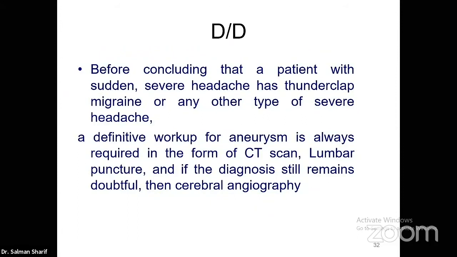But usually the sudden severe headache associated with subarachnoid hemorrhage is accompanied by neck stiffness, and there is also vomiting in subarachnoid hemorrhage, while neck stiffness may not be present in a few other conditions. So a definite workup for the aneurysm is always required in the form of CT scan and lumbar puncture, and if the diagnosis still remains doubtful, then cerebral angiography is required.